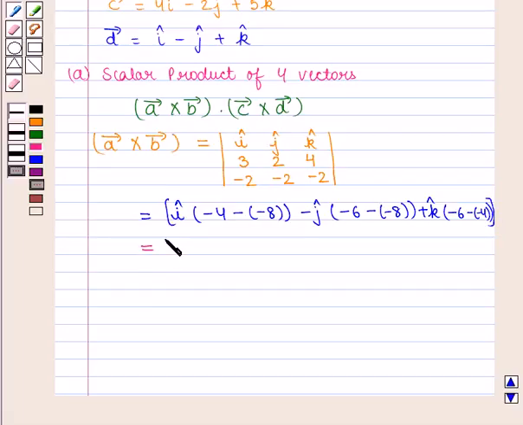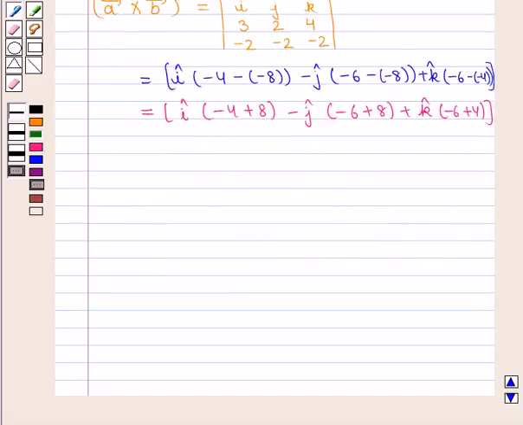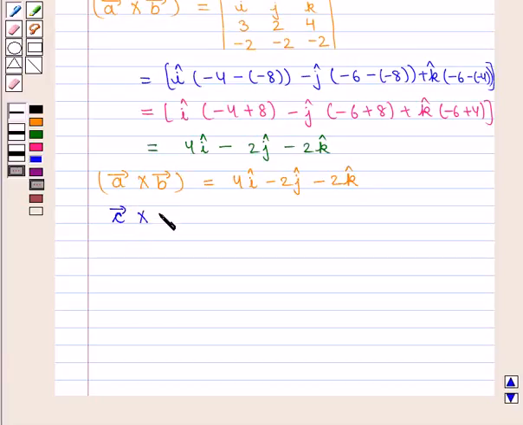which is equal to i cap into minus 4 plus 8 minus j cap into minus 6 plus 8 plus k cap into minus 6 plus 4, which is equal to 4i cap minus 2j cap minus 2k cap. Therefore, the cross product of vector A and vector B is equal to 4i cap minus 2j cap minus 2k cap. Now we shall find out the cross product of vector C and vector D.